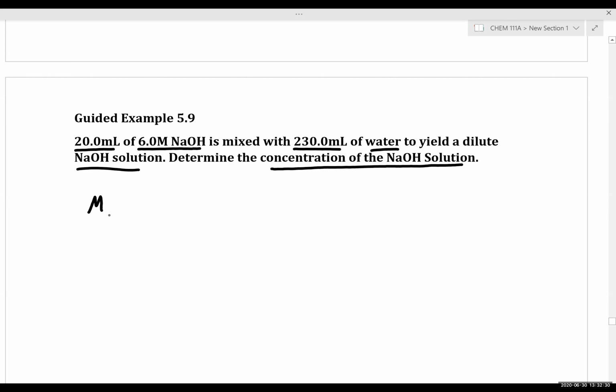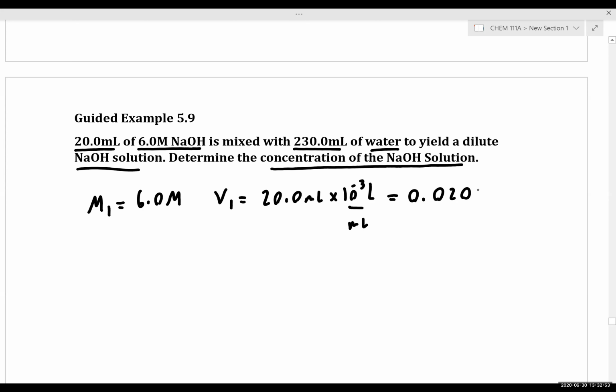So we know that our initial molarity is 6.0 molar. Our initial volume is 20.0 milliliters times 10 to the negative third liter per milliliter. I always like to convert to liters when I handle these sorts of problems. So we have 0.0200 liters, just to respect the fact this number has 3 sig figs. We also know our final molarity is unknown, so we'll put a question mark.